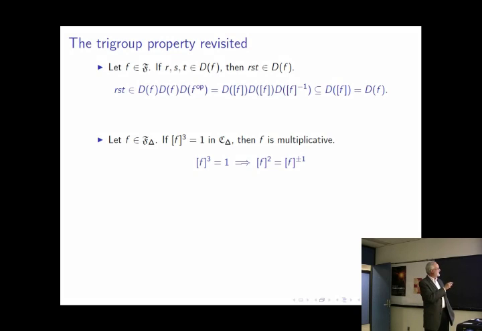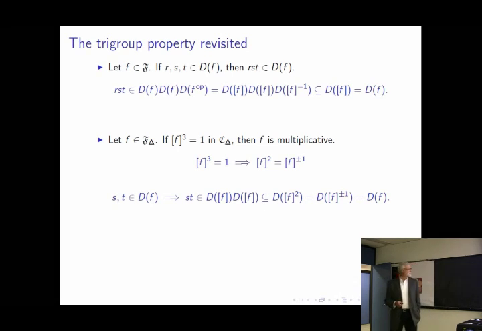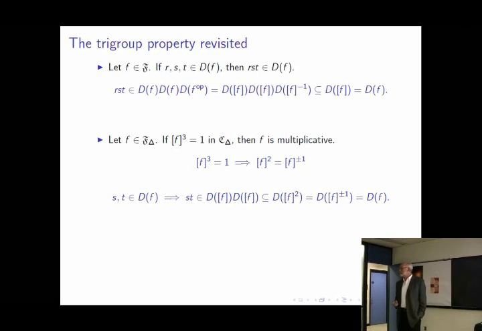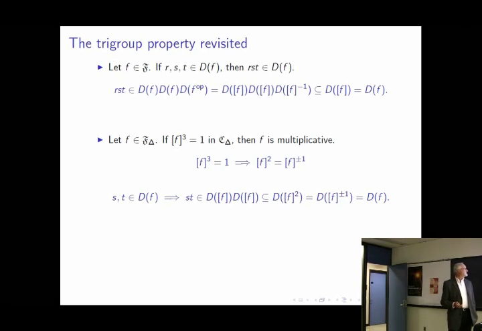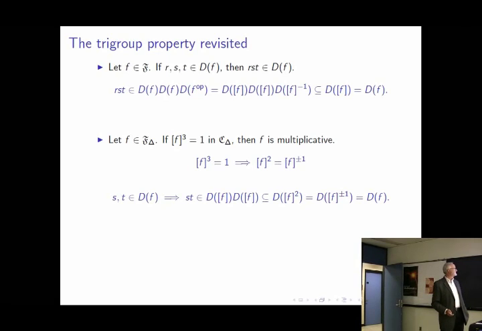Or if it's an element of order 3, then F squared is F inverse. Okay, so you have one or the other of those, and then if you take your product ST of 2 represented elements, it's contained in the represented value set for the square of the class of F, which sure enough, that's the class of F. Well, either F or its inverse, and they both represent the same values. So you get a sufficient condition at any rate for forms to be multiplicative.